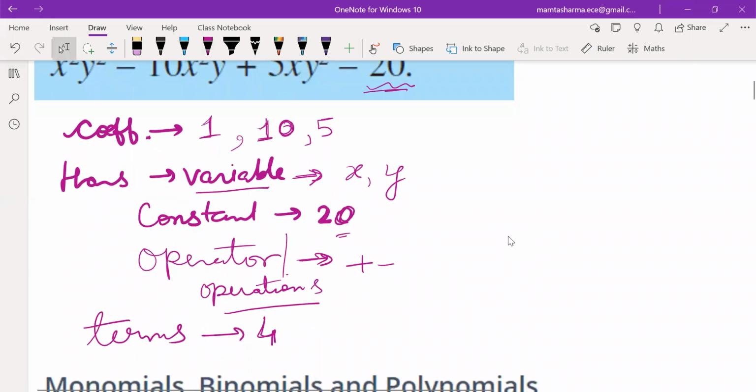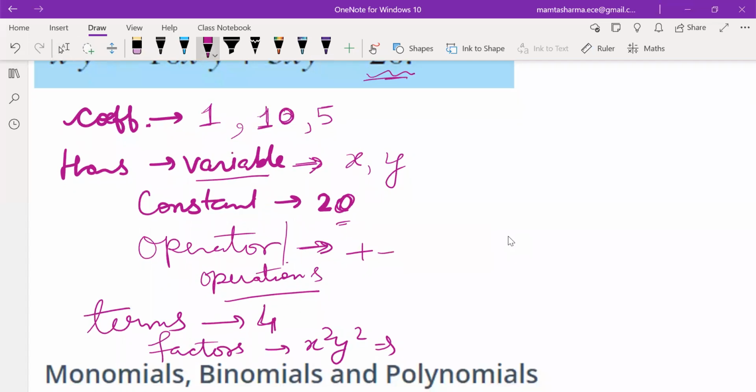Now tell me the factors of the term x square y square. Ma'am, they are x and y. No, no. x square and y square, x into x, y into y. This is the factor form. Okay, ma'am. x square and y square both are factors. And you could write factors in this form.